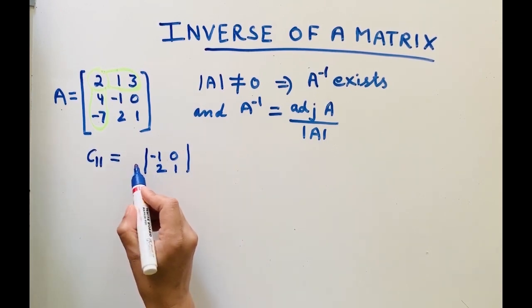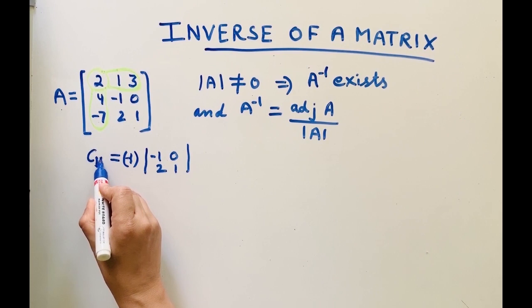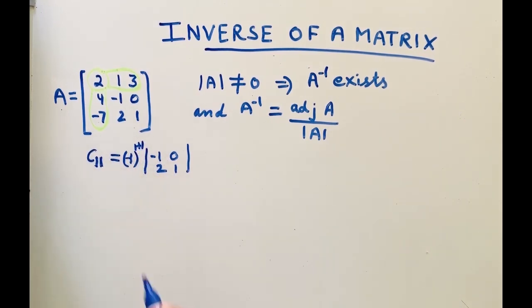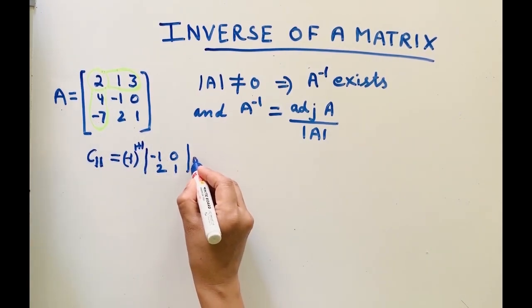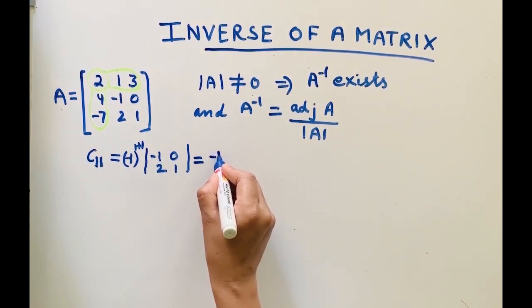Okay. Now one more thing you have to write, that is -1 to the power 1 plus 1, as it is 1, 1. So your C11 will come. This one will be positive. So C11 will be -1.